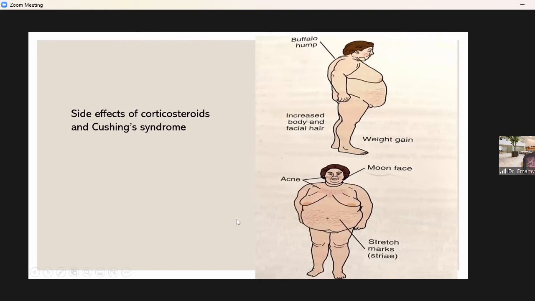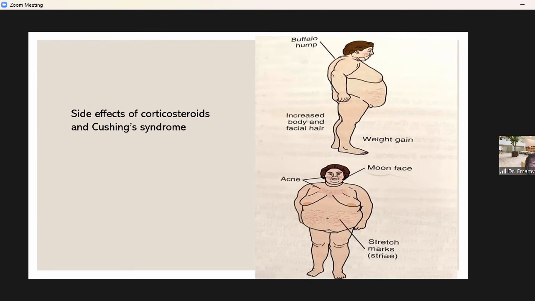Other side effects: abnormal fat distribution, like buffalo hump and moon face. The patient gains weight, so you need to weigh your patient every day at the same time. The patient develops high blood sugar level and high blood pressure. So glucocorticoids increase the patient's blood pressure and blood glucose level.